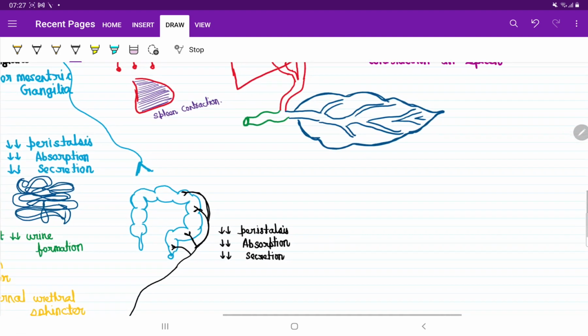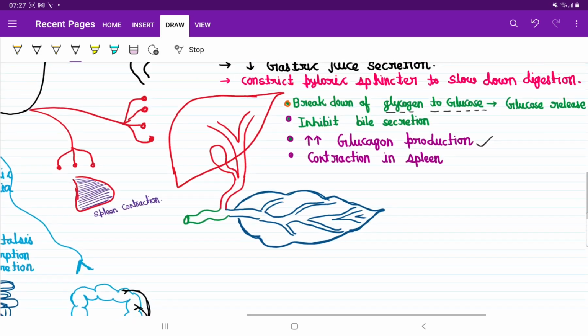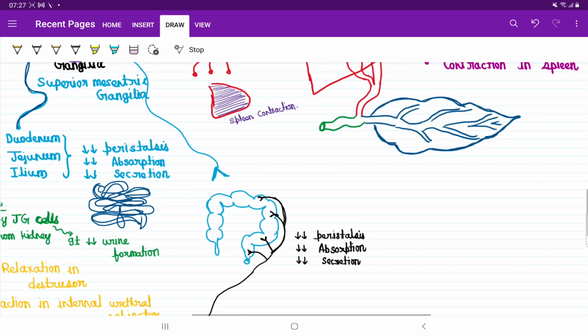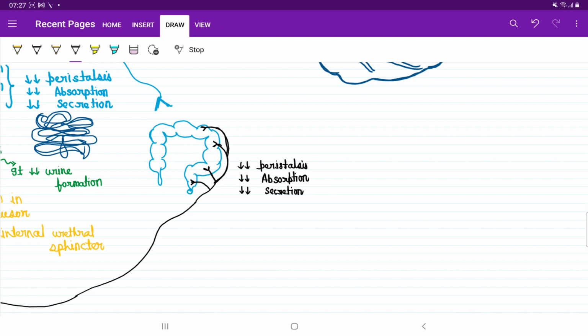Then this celiac ganglia, they supply our large intestine also. They decrease peristalsis there, they decrease absorption there, they decrease the secretion there. Decreasing peristalsis, decreasing absorption, decreasing secretion.